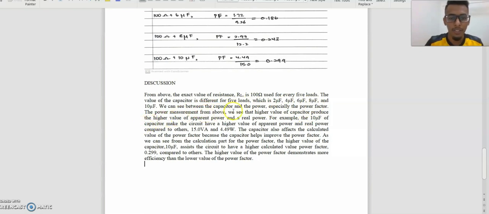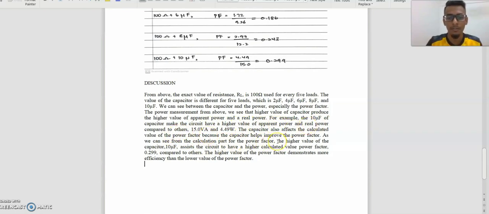From the power measurement above, we see that the higher value of capacitor produced the higher value of apparent power and real power. So for example, the 10 micro F capacitor makes the circuit have a bigger value of apparent power and real power compared to the others.